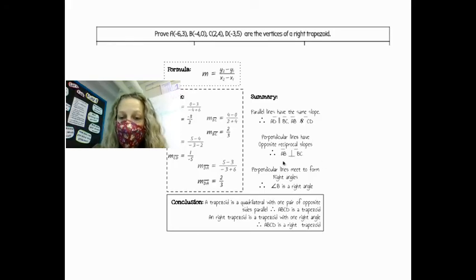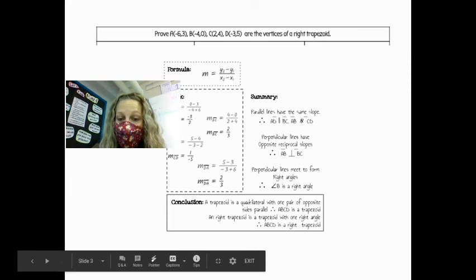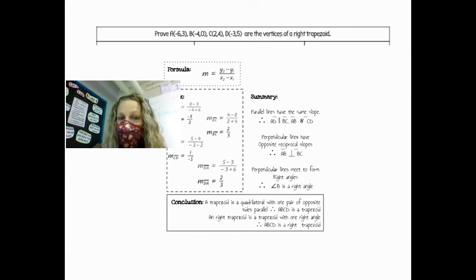Perpendicular lines have opposite reciprocal slopes. So AB is perpendicular to BC. Perpendicular lines meet to form right angles. So angle B is a right angle. And then a trapezoid is a quadrilateral with one pair of opposite sides parallel. So ABCD is a trapezoid. A right trapezoid is a trapezoid with one right angle. We showed that. Therefore, ABCD is a right trapezoid. And that's it for those proofs, a lot like our other quadrilaterals.